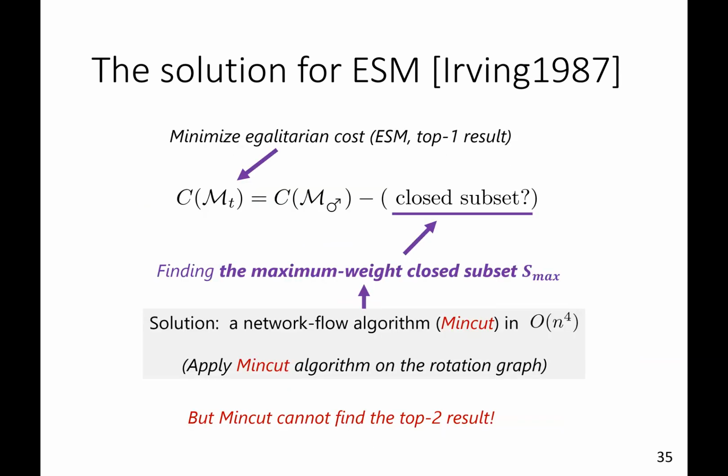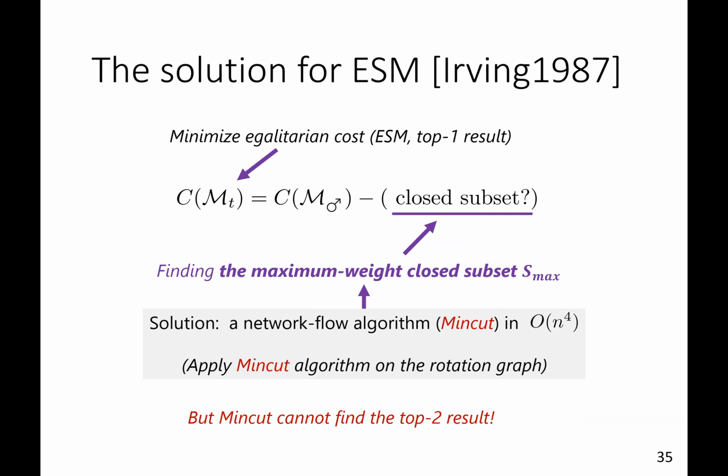To find the top one result, the egalitarian stable marriage problem is transformed into finding the maximum weight closed subset. It can be solved by a network flow-based algorithm. Apply the min-cut algorithm on the rotation graph, and we can find the best result. But the min-cut algorithm cannot find the top two results.